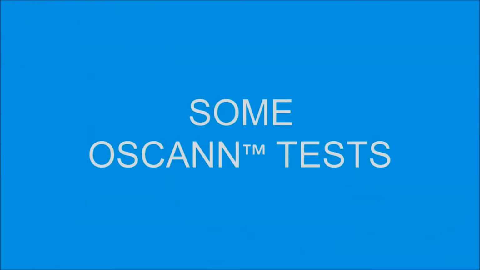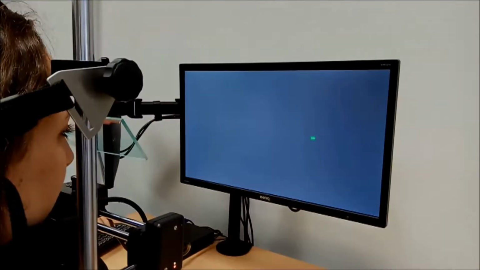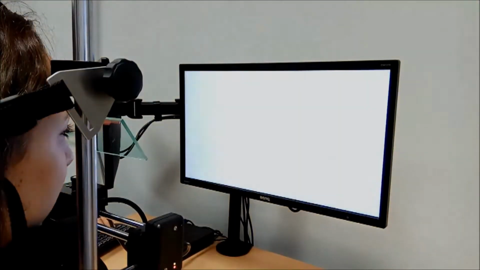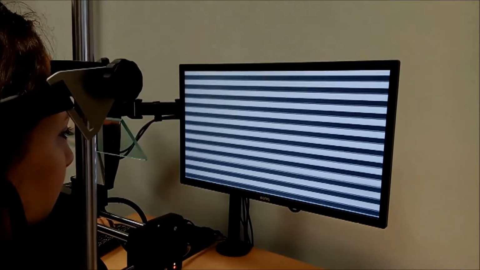Some of the tests that can be done with OSCANN are saccades, smooth pursuit, images, pupillary light reflex, optokinetic.